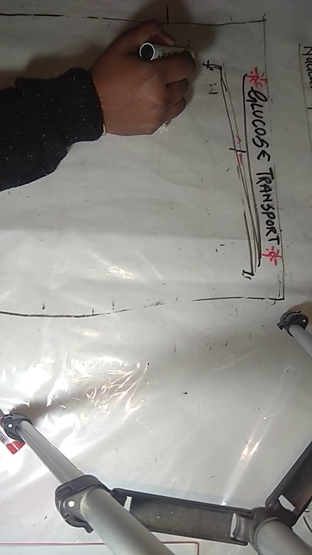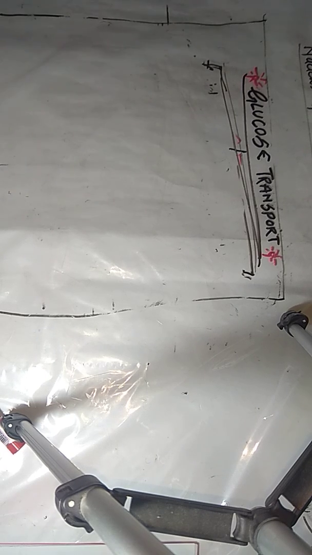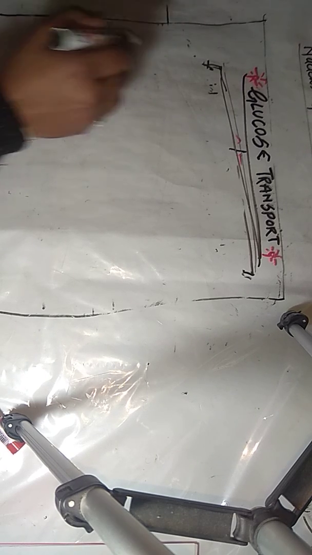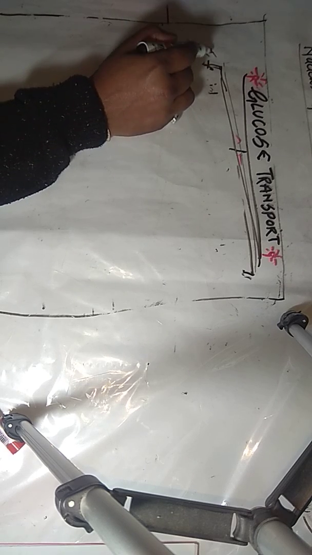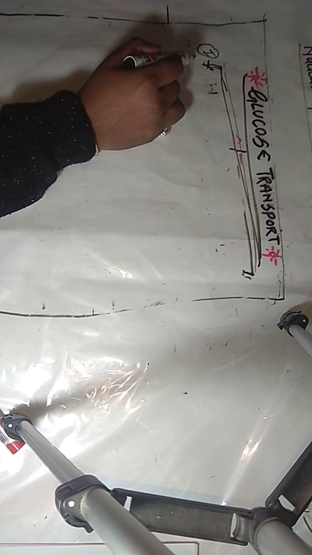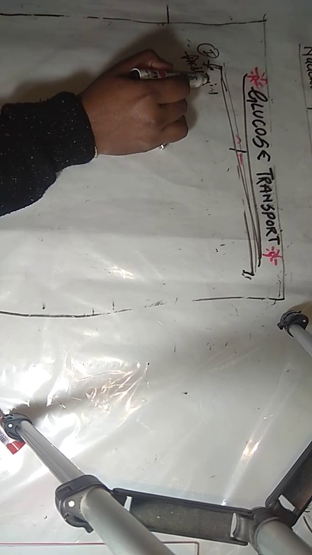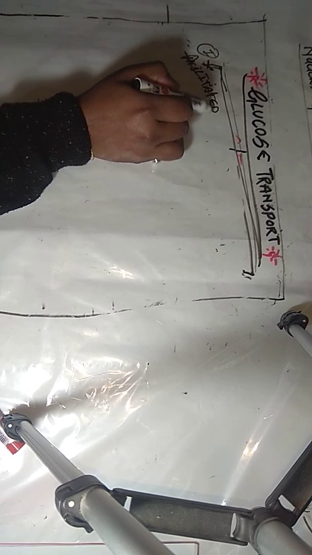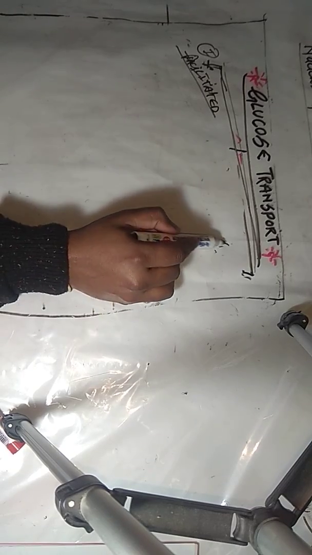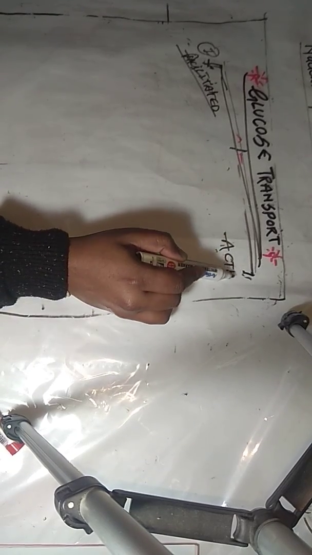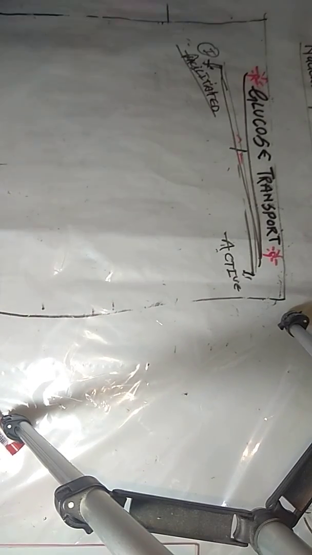There are two types of glucose transport, or two ways to transport glucose. First is facilitated, and second is active transport.